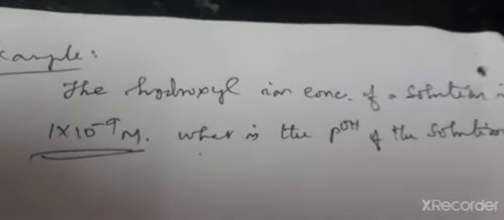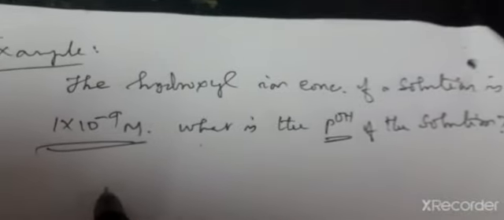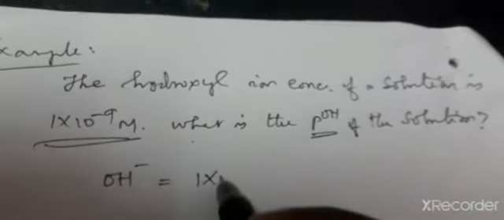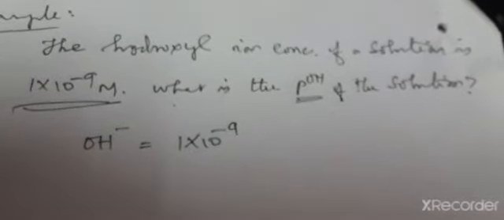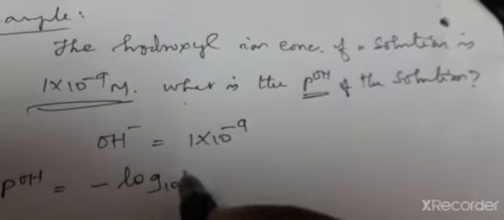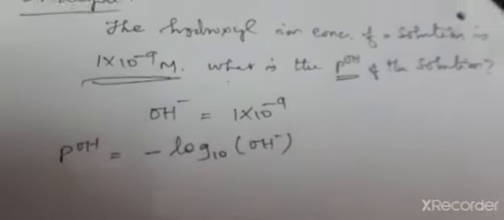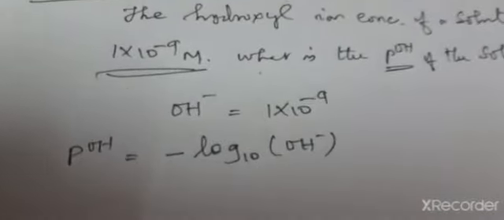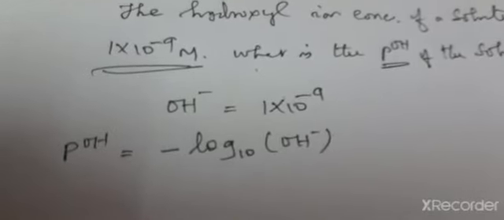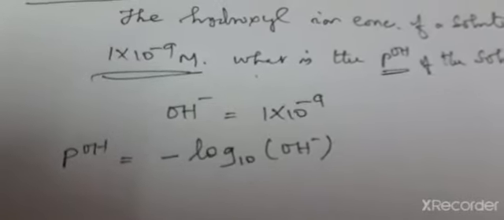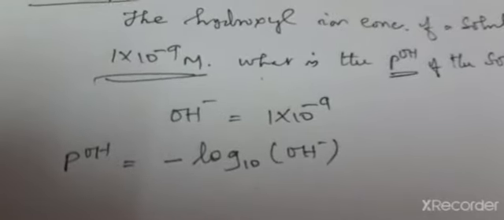The hydroxyl ion concentration of the solution is 1 into 10 power minus 9 M. This is the value given. So hydroxyl ion concentration is given, that is OH minus equal to 1 into 10 power minus 9. So you have to calculate pOH. pOH is the negative logarithm of hydroxyl ion concentration, that is minus log 10 OH minus. This formula you have to use for the hydroxyl ion. It is a basic natured solution. Base is going to displace hydroxyl ion, and acid is going to displace hydrogen ion when dissolved in water.